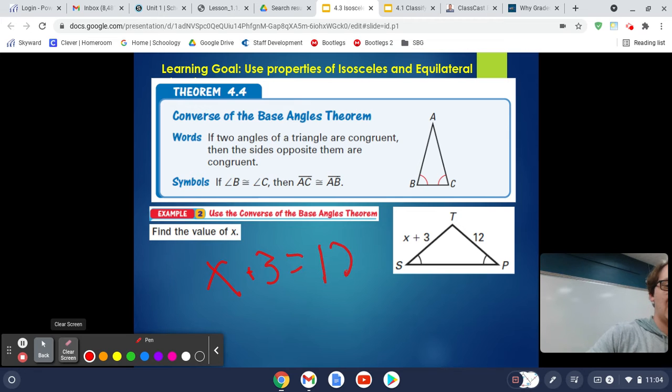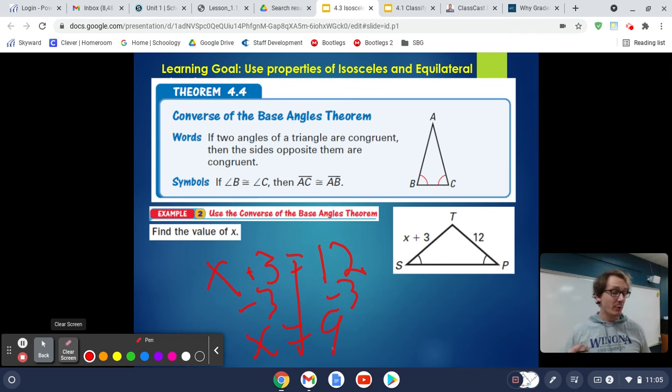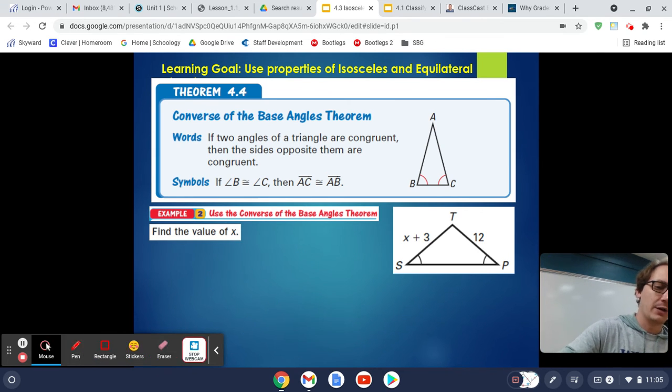X plus 3 equals 12. And then to get x by itself, we need to drop this down, subtract 3 from both sides, and x will equal 9. Remember, we've talked about this a lot in this class: if you have two measurements that are congruent to each other, two measurements that are equal to each other, the way you're going to solve for missing variables is to take those two measurements and just set them equal to each other, and then solve and do the algebra. So we're going to go ahead and go back there.